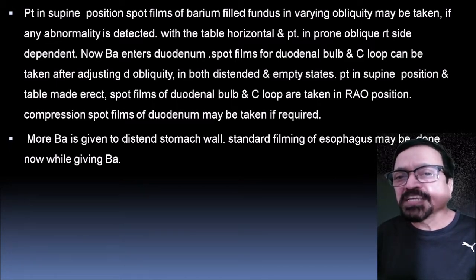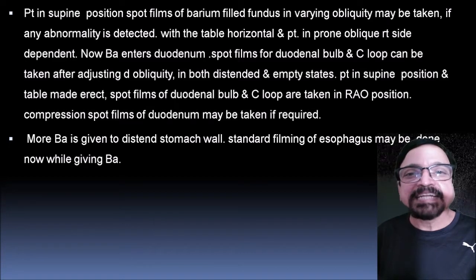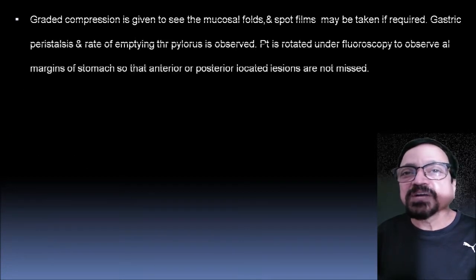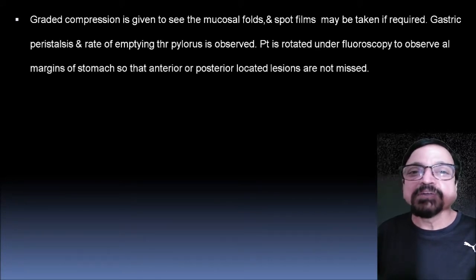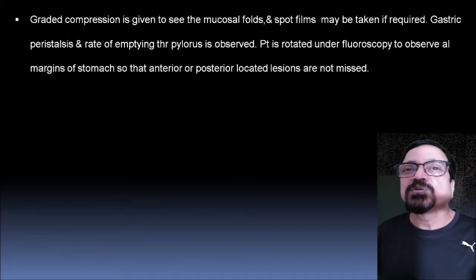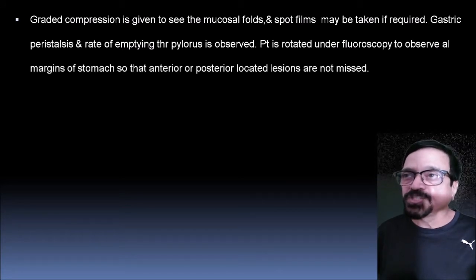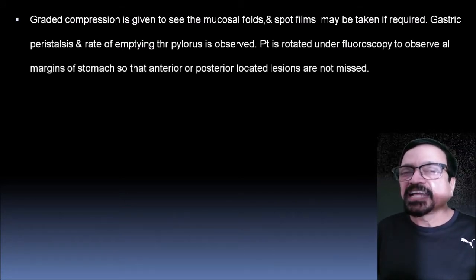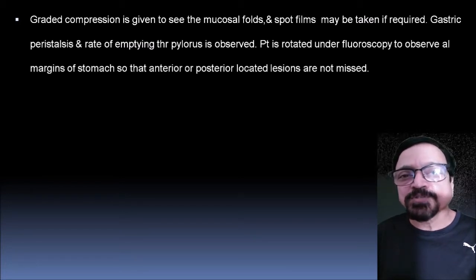Now more barium is given to distend stomach wall. Standard filming of the esophagus may be done now while giving the barium, but that we have seen when we have seen the barium swallow examination. Now here, once the coating is made properly, we take the films. If required, we give more barium, or if required, we stop the delivery of barium. Now graded compression is given to see the mucosal folds and spot films may be taken if required. All things depend on the fluoroscopic observations.